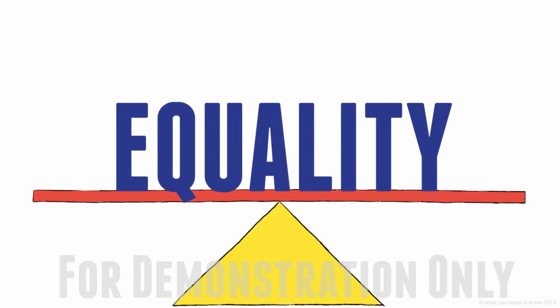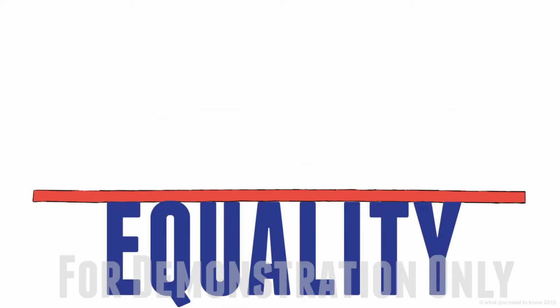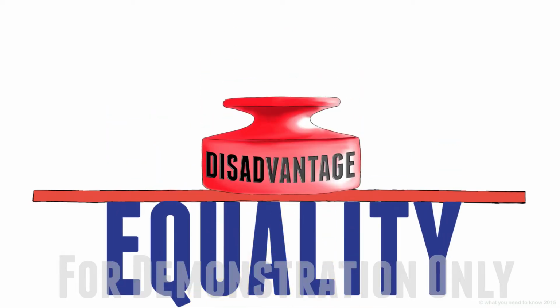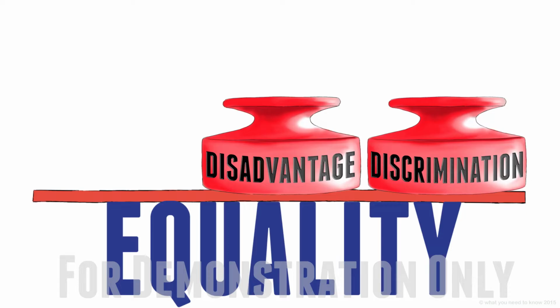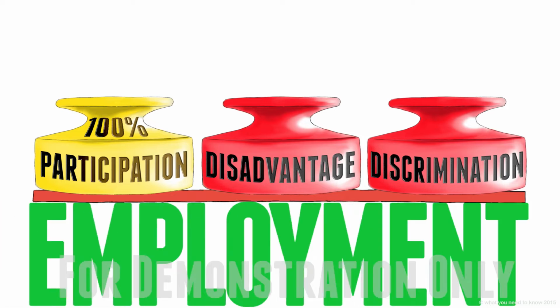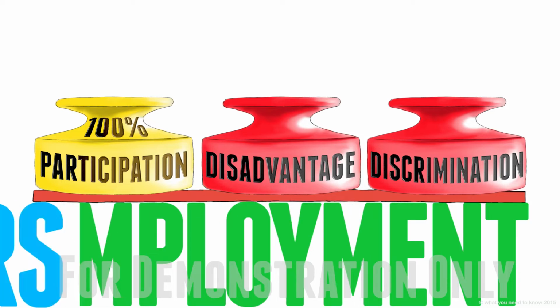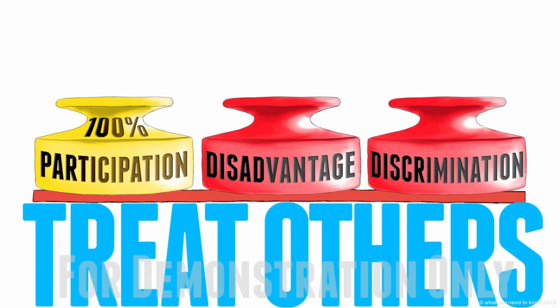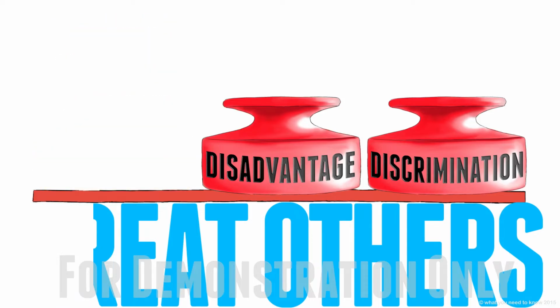Let's start with equality. Equality is about making sure people aren't disadvantaged, discriminated against, or excluded from full and fair participation. Although we often think of discrimination in terms of employment, it also concerns how we're treated when we're customers and the way we treat others. But treating everyone equally doesn't necessarily mean treating everyone in exactly the same way. Some people might need more help to get the same chances.